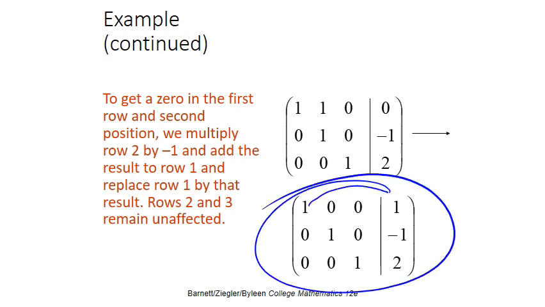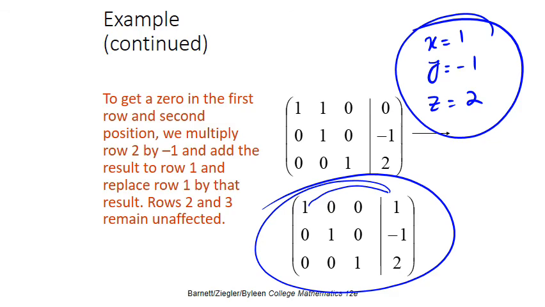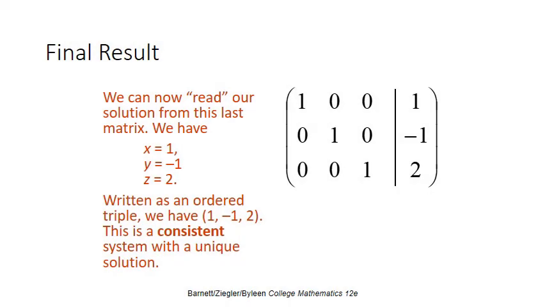Now this x is 1, y is -1, and z is 2. So that is our solution. This is how we write our solution.